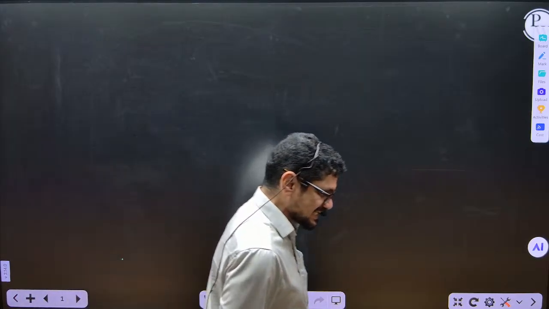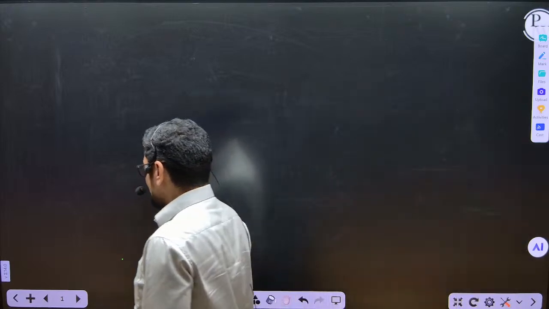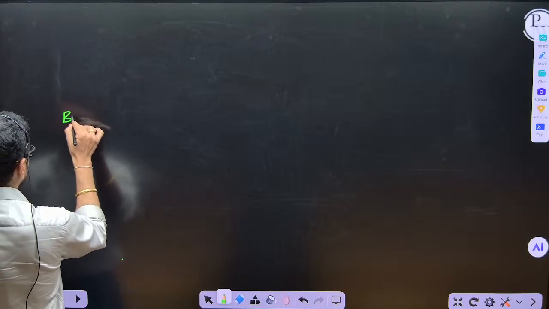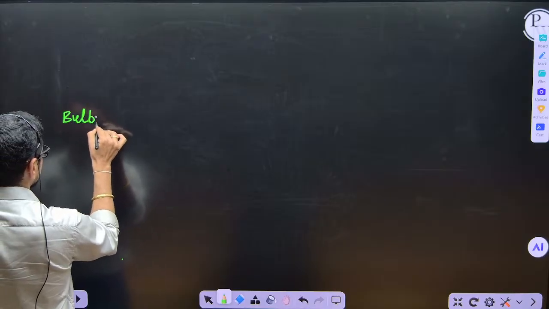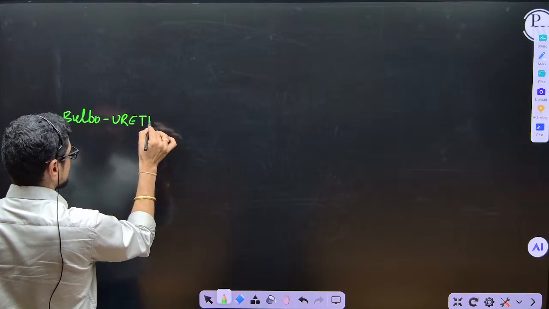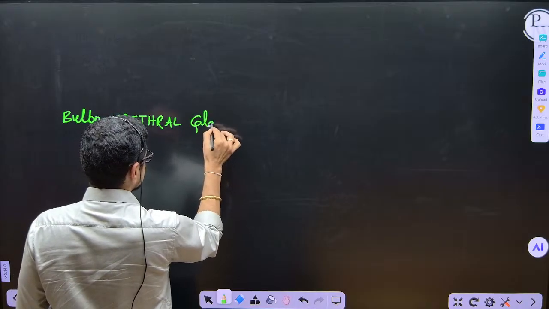In the last class, we have been discussing the male reproductive system, and we finished most of the important parts and points. Let us see the bulbourethral gland function. Bulbourethral gland. What is their function?